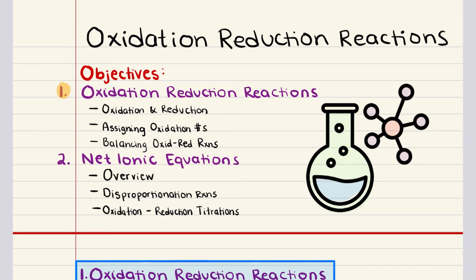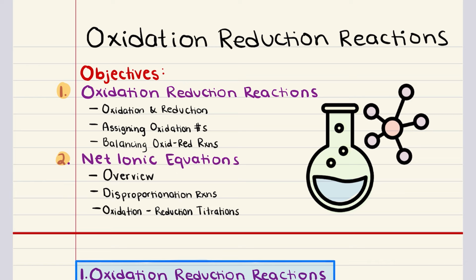We're going to begin by defining oxidation and reduction. Then we're going to learn how to assign oxidation numbers to various elements in chemical compounds. And finally, we're going to explore the methods for balancing oxidation reduction reactions. Then the second objective is titled Net Ionic Equations.